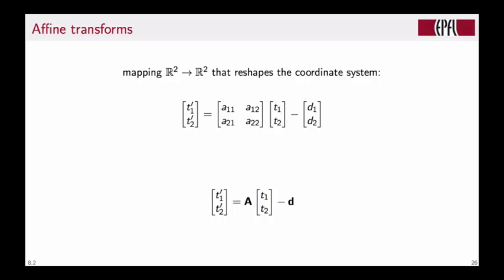An affine transform is a mapping that reshapes a coordinate system. In our case, we're talking about images, so we're interested in a mapping from R2 to R2. An affine transform is defined in terms of a 2x2 matrix and a translation vector. And the new coordinate pair is given by the multiplication of the matrix times the original coordinate pair minus the translation vector. In compact form, we will express it like so.